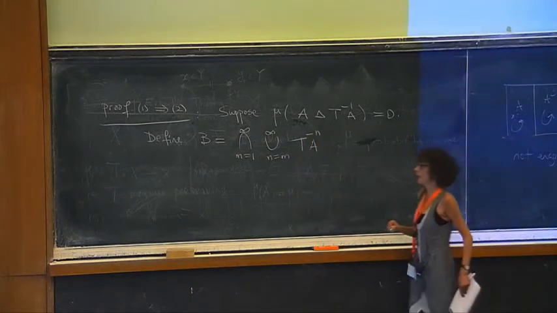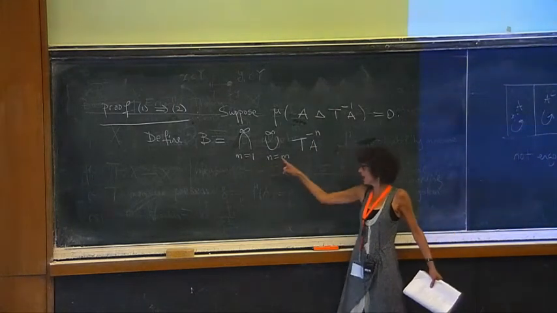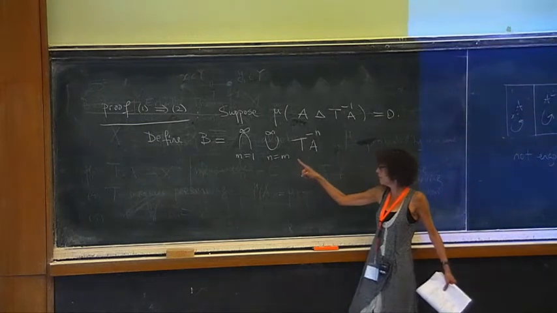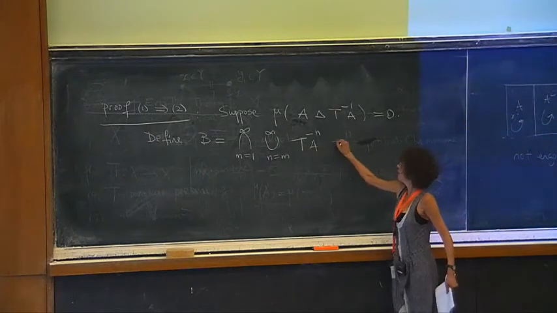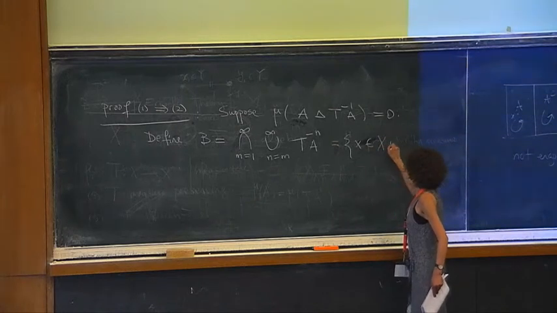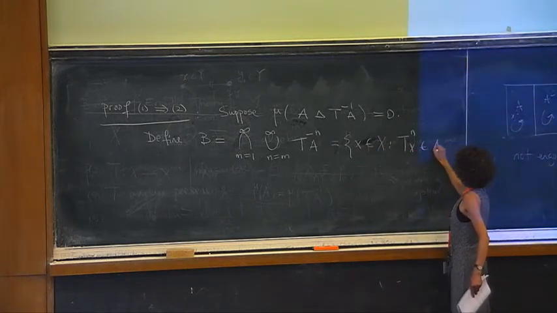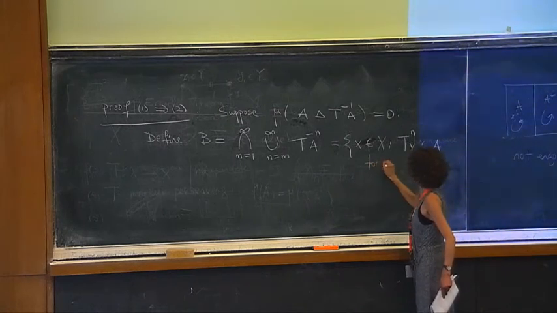So I look at this set. This is the limsup, actually, but this says for every m, there exists an n bigger than m for which I lie here. So in fact, this is the set of points in your space such that T^n x is in A for infinitely many n's.